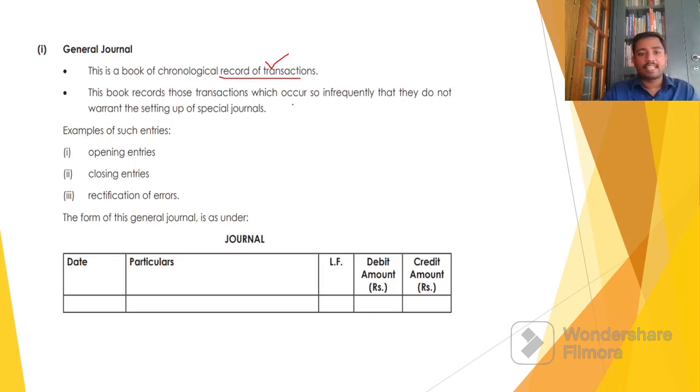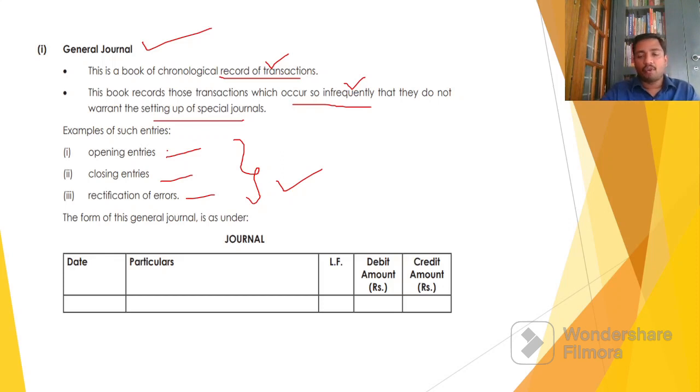So this book records the transactions which occur so infrequently that they do not warrant the setting up of a special journal. If transactions are not so frequent, they are recorded into the general journal. Examples recorded here are opening entries, closing entries, and rectification entries. So we should know what type of transactions are generally recorded into the general journal: opening entries, closing entries, and rectification entries.